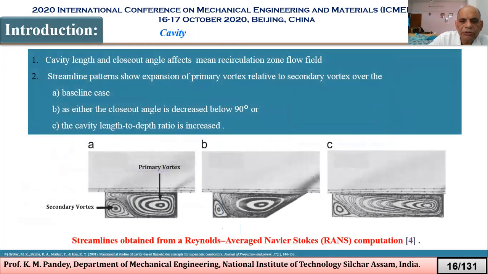So here we can observe the streamlines obtained from a Reynolds-averaged Navier-Stokes computation, and cavity length and closeout angle affect the mean recirculation zone flow field. Then second, streamline patterns show expansion of the primary vortex relative to the secondary vortex over the baseline case. Second, as either the closeout angle is decreased below 90 degrees or the cavity length to depth ratio is increased, in that case.